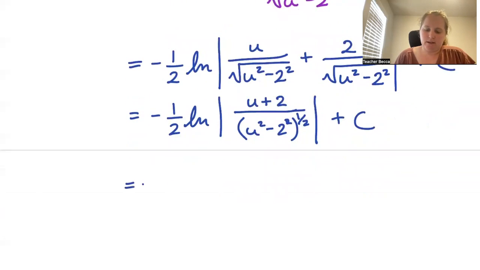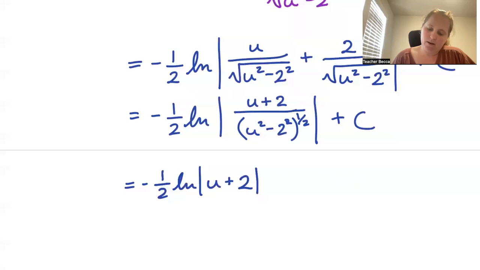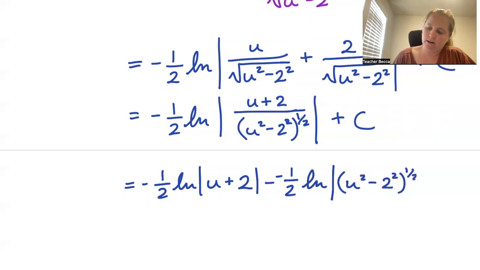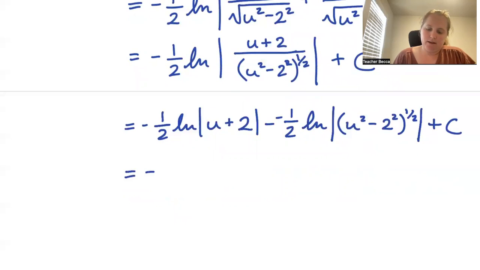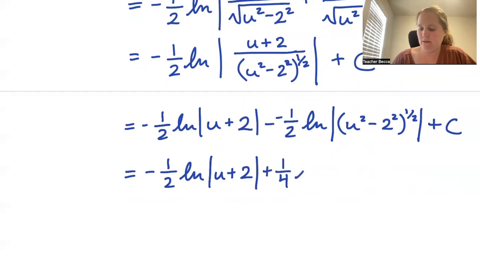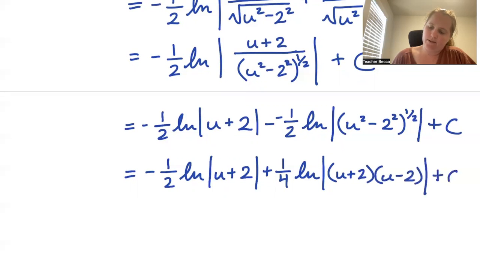We can split this as a negative 1/2 times the natural log of the absolute value of u plus 2 minus a negative 1/2 times the natural log of the absolute value of u squared minus 2 squared raised to the 1/2 and absolute value plus c. This is a negative 1/2 times the natural log of the absolute value of u plus 2 plus 1/4, pulling out that exponent of 1/2, natural log of u plus 2, u minus 2, plus c.